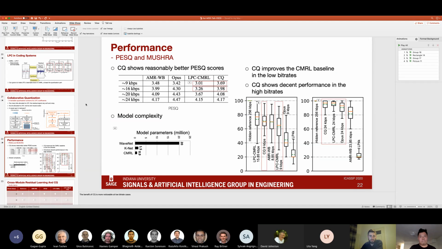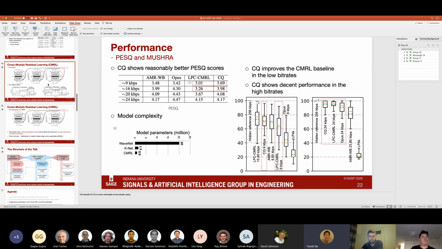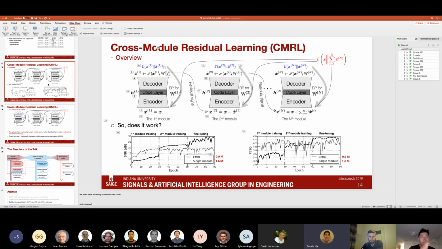I have some questions on the training of the CMRL. I'm just curious to know, have you tried to train end-to-end? Maybe potentially we might have a different learning rate for the deeper layers. So I'm just curious, have you tried to train all these networks end-to-end?